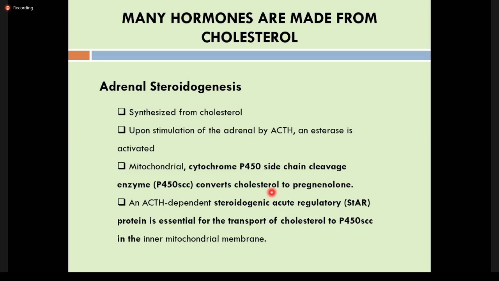In general, this process also requires what's called ACTH (adrenocorticotropic hormone) dependent steroidogenic acute regulatory protein, which is called STAR. This protein is essential for the transportation of cholesterol to the mitochondrial cytochrome complex in order to be processed. So this process of transportation of the cholesterol requires the action of this protein, which depends on the ACTH hormone.